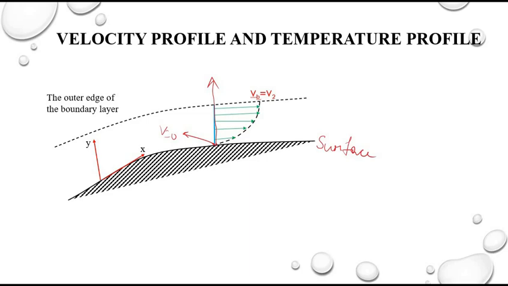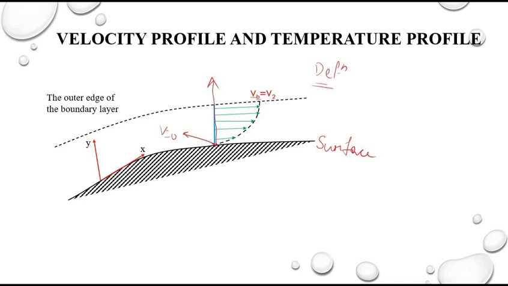Now if I give the definition of velocity profile, what exactly a velocity profile gives is the variation of velocity inside the boundary layer as a function of y. So along the y-axis, we see the variation of velocity. So velocity profile is something which gives me the variation of velocity as a function of y.